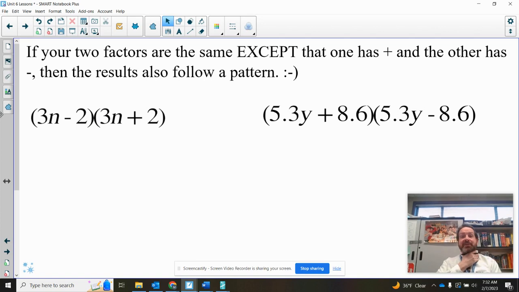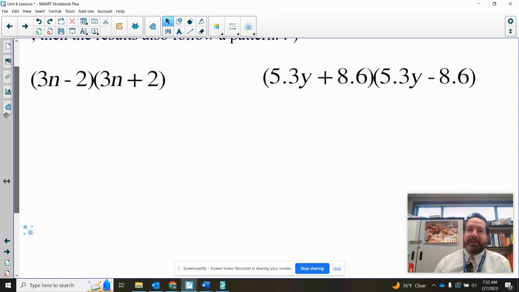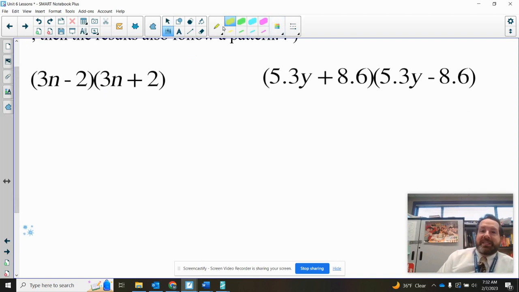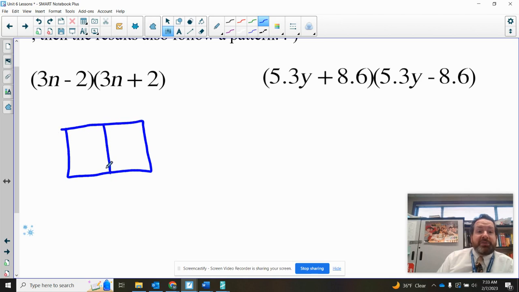Now, there's another little interesting pattern that sometimes happens, and I don't want you to think you've done anything wrong. Take a look at this first example, 3n minus 2, 3n plus 2. What's in the two parentheses looks the same, except that one has a plus sign and one has a minus sign. If that happens, there's a neat little pattern that comes to play. So let's take a look at these two examples. I'd like you to try the first on your own. So do a quick pause, multiply this out, and then unpause when you're ready to check.